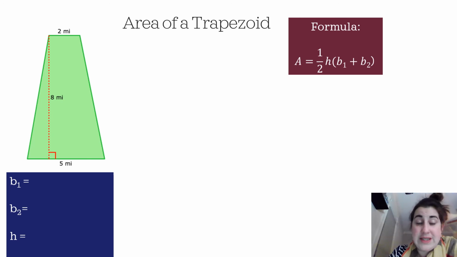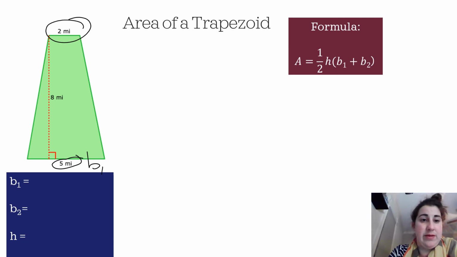So first, let's identify the two bases. I have my base 1 here and my base 2 up here. And the height is the space between those two bases. So this is my height. So let's put it down here. Base 1 is 5, base 2 is 2, and my height is 8.